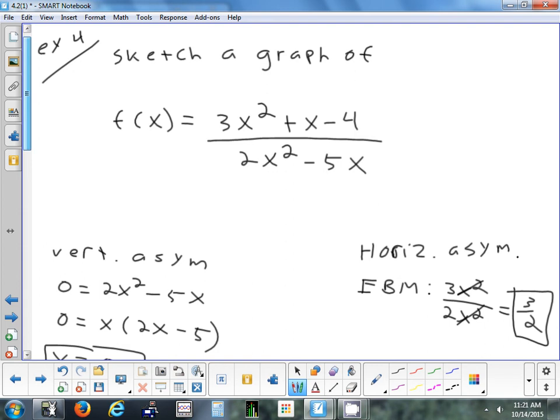But what happens if I plug 0 in the bottom? I get 0. Can I do that? No. So because you can't plug in x equals 0, which is how you'd find a y-intercept, because you divide by 0, there's no y-intercept here. This graph will never cross the y-axis.